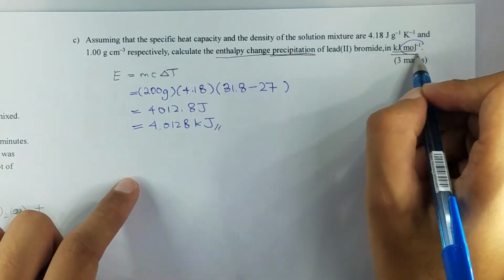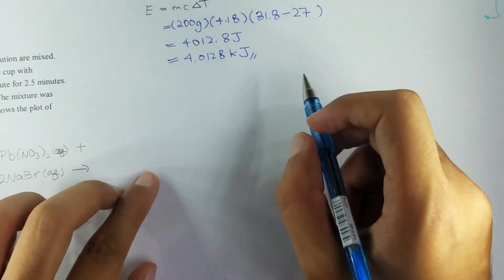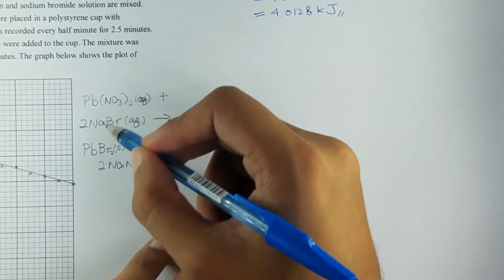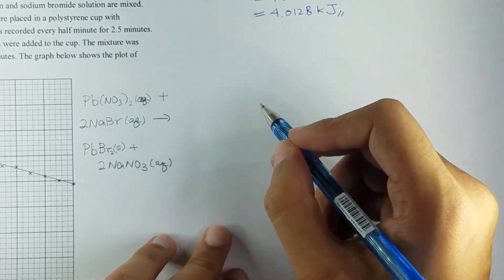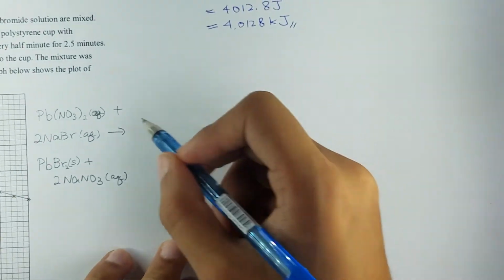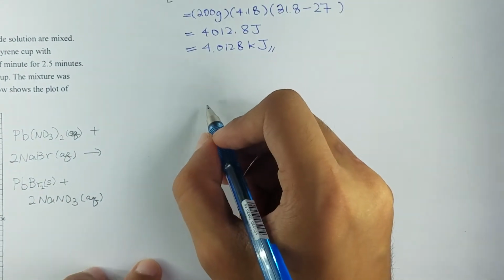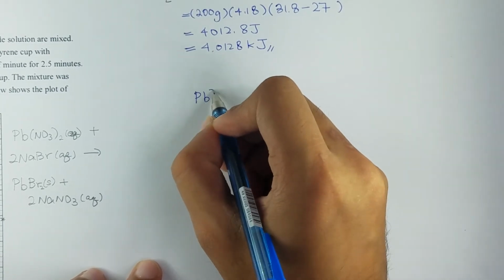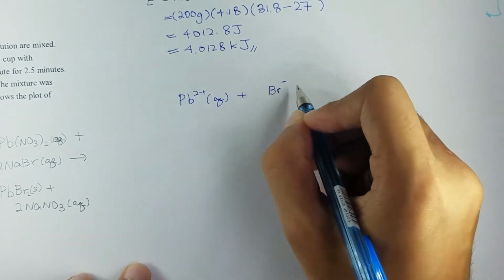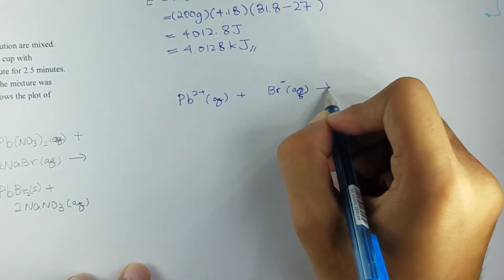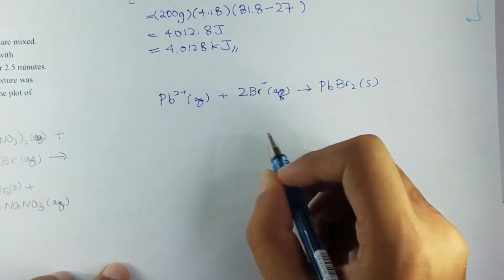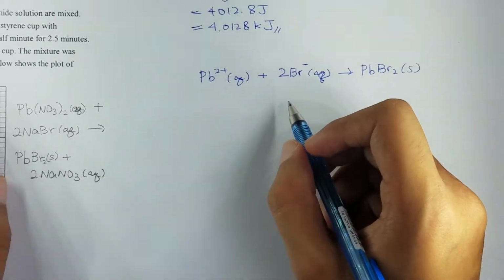Next thing, we have to find the moles. How do we find moles? We need to form the equation. As we said, the equation is over here. Now I will write the ionic equation. It's the same thing. You can use this equation and write it here, but as I know that the ionic equation is easier for me to represent, you can also choose to write it this way. So we have Pb2+ aqueous reacts with 2Br- aqueous to form PbBr2 solid.